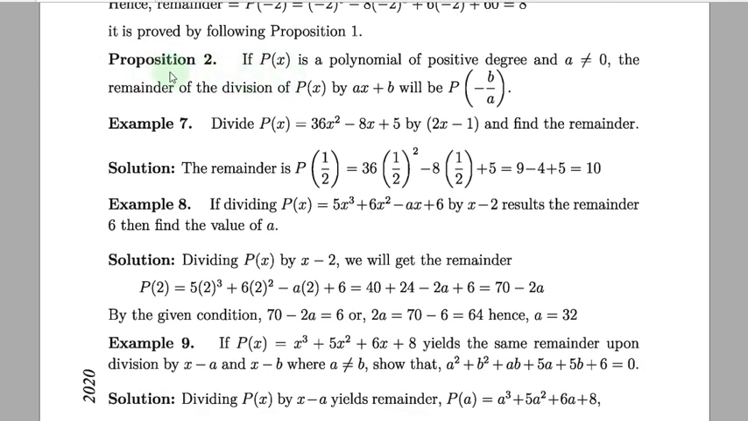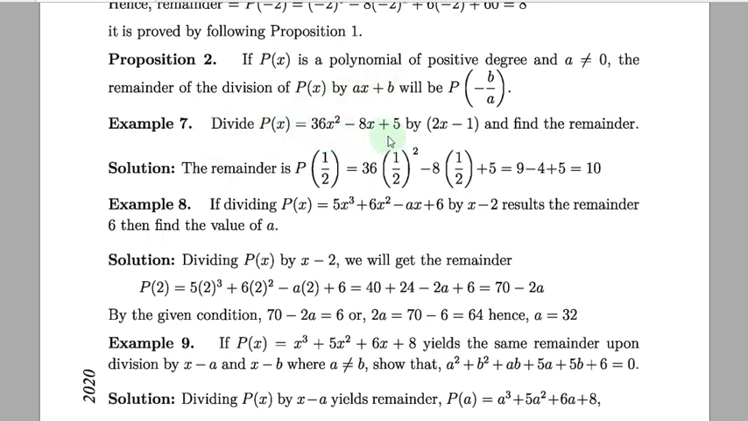If p(x) is a polynomial of positive degree and a is not equal to 0, then the remainder of the division of p(x) by ax plus b will be p(minus b by a). That means here you need to take the constant part and the coefficient of x and take their negative. So here is example 7.